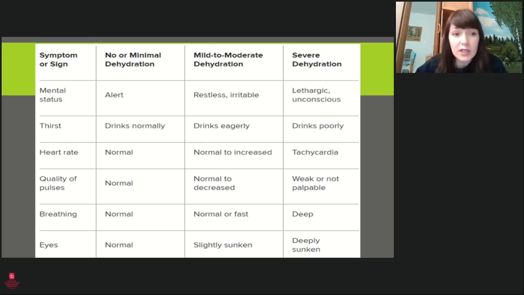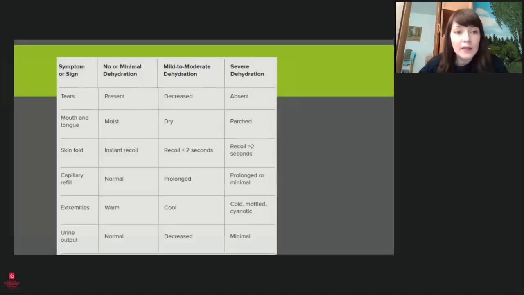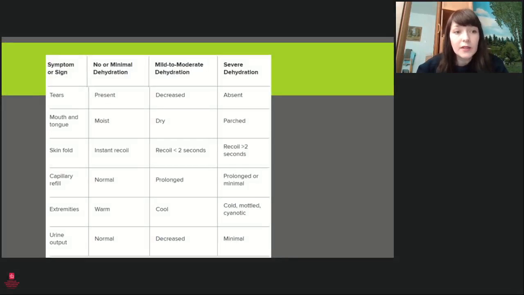In minimal dehydration, mental status is alert, thirst is normal, drinks normally, heart rate and quality of pulses normal, breathing normal, eyes normal, tears present, mouth and tongue moist, skin fold with instant recoil, capillary refill normal, extremities warm, and urine output normal.